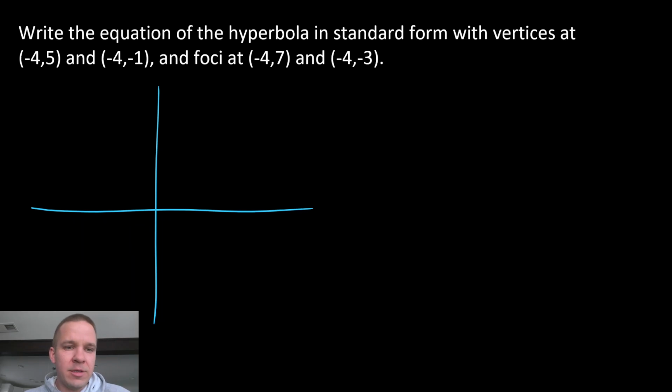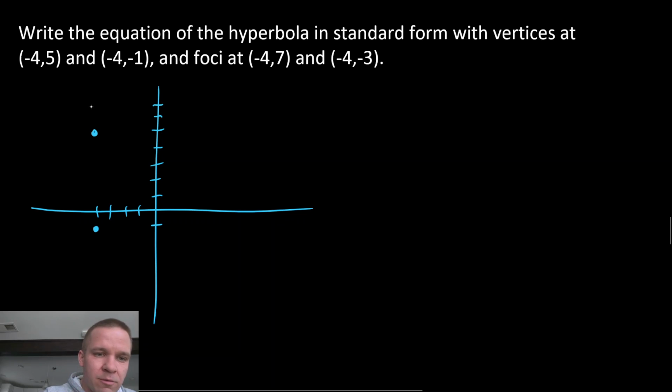All right. So we've got -4, 1, 2, 3, 4, and then 1, 2, 3, 4, 5. So that is one of my vertices. And then we've got (-4, -1), so that'd be the other vertex right there. My foci are at (-4, 7), so another 2 up. And I'll make those green as I've done a lot. And then we're down at -3, so 1, 2 more. All right. There we are.